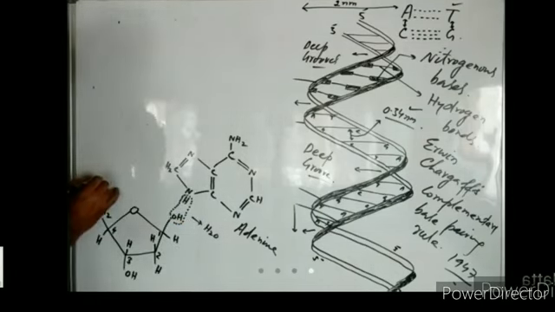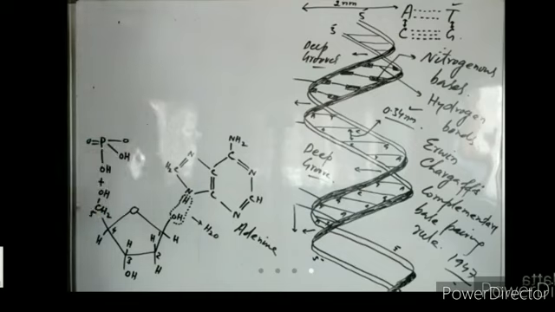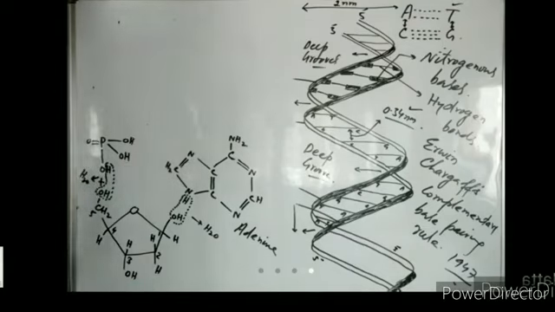Now this adenosine nucleoside joins with a phosphoric acid molecule. Right? It is OH here. By the elimination of one more water molecule, and this becomes now adenosine monophosphate. So it becomes one nucleotide.